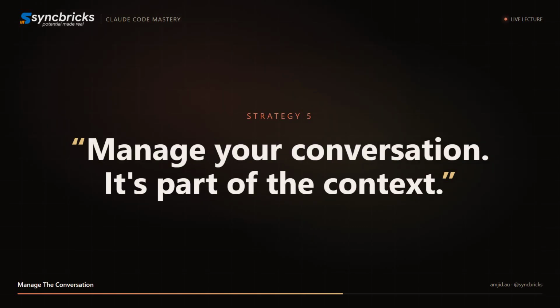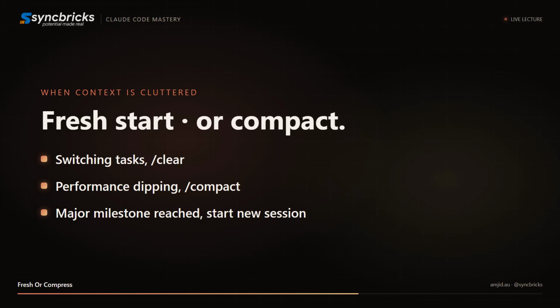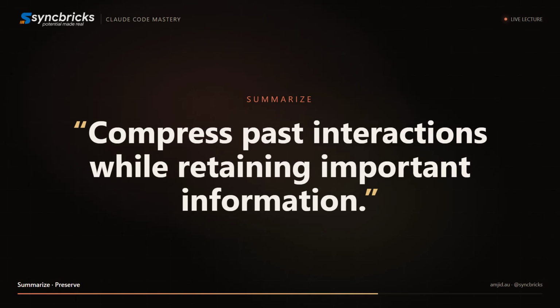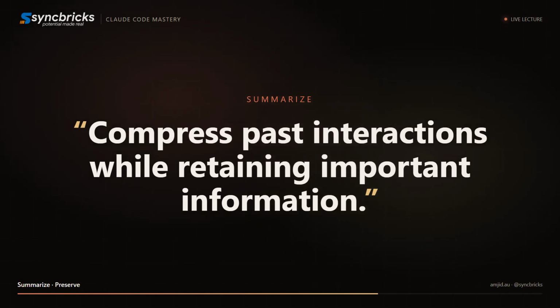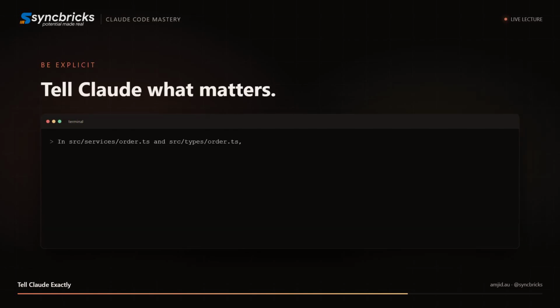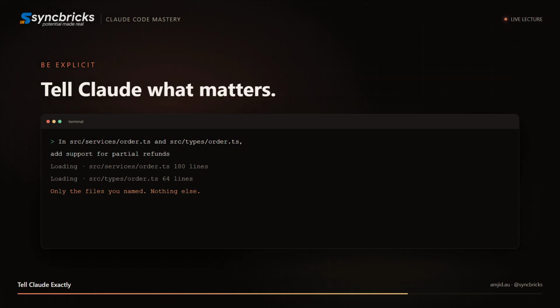Managing your conversation is equally important. Long conversations consume a significant portion of context. If you are switching tasks or notice reduced performance, it is better to start fresh or compress the conversation. You can reduce context usage by summarizing previous interactions while retaining important information. Another effective technique is explicitly referencing files. Instead of relying on the system to find relevant files, specify exactly which files should be used. This ensures that only necessary information is loaded and improves accuracy.